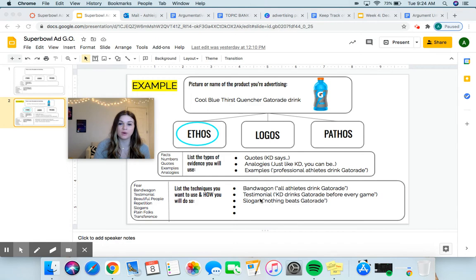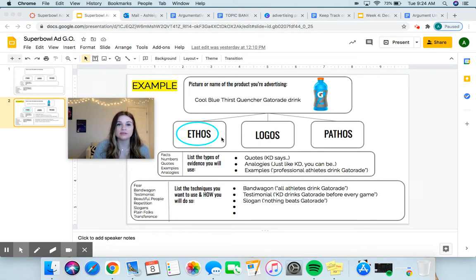I could use bandwagon, testimonial, and slogan. Bandwagon, all athletes drink Gatorade. Everybody's doing it. Everybody drinks Gatorade. A testimonial, I could use a popular athlete, a celebrity, somebody that drinks it before every game and show a picture or find a picture. And then a slogan, nothing beats Gatorade, something that would be a catchy little saying that I could use, right?